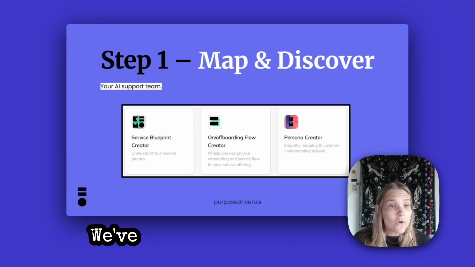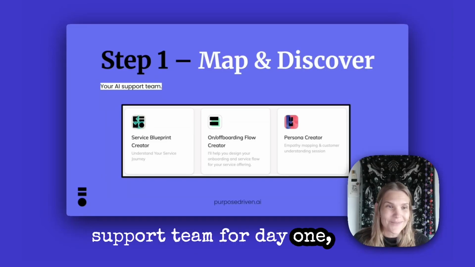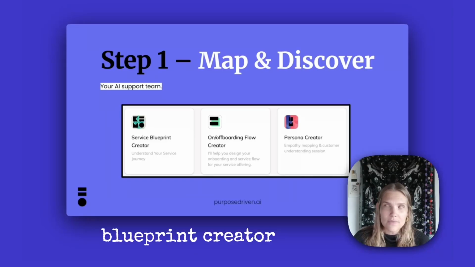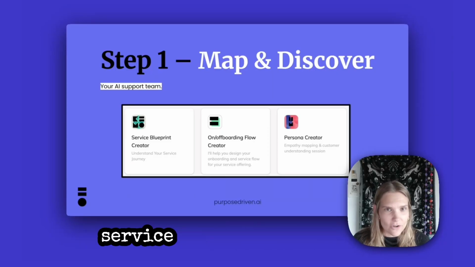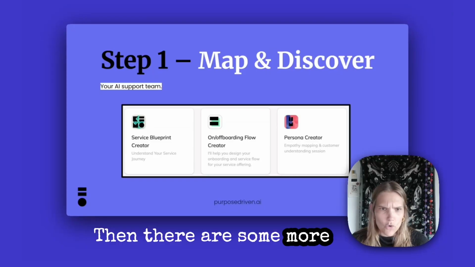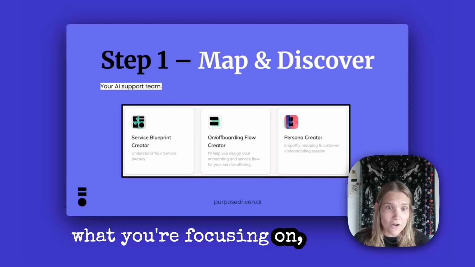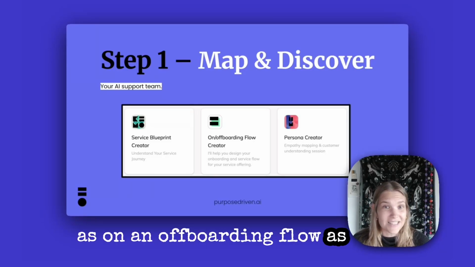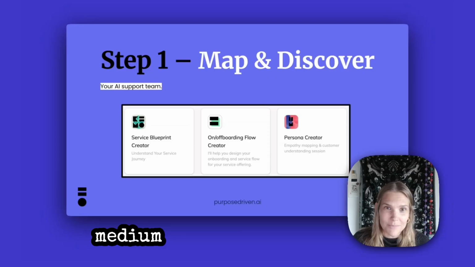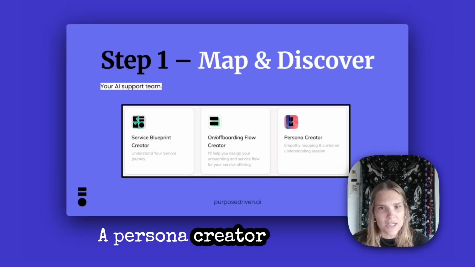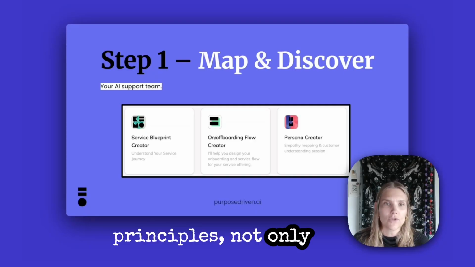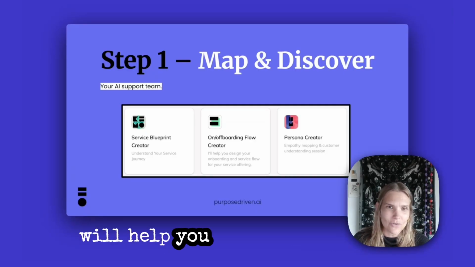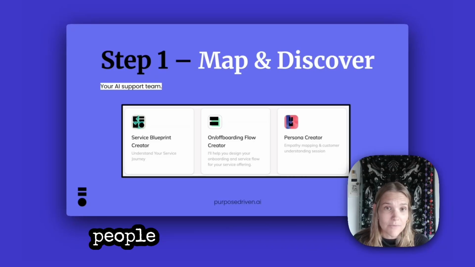We've also created this AI support team for day 1, which includes Service Blueprint Creator. That will help you really go deep into what is the service that you offer, what is it that you want to deliver to your clients, and help you go through all of those steps in order to make the best decisions for where to focus in this sprint. Then there are some more specific tools depending on what you're focusing on, such as an on and offboarding flow, as it seems to be a challenge, especially for small and medium business owners. And a persona creator that's based on service design principles, not only marketing demographics, that will help you really tailor your solution to the right people at the right time.